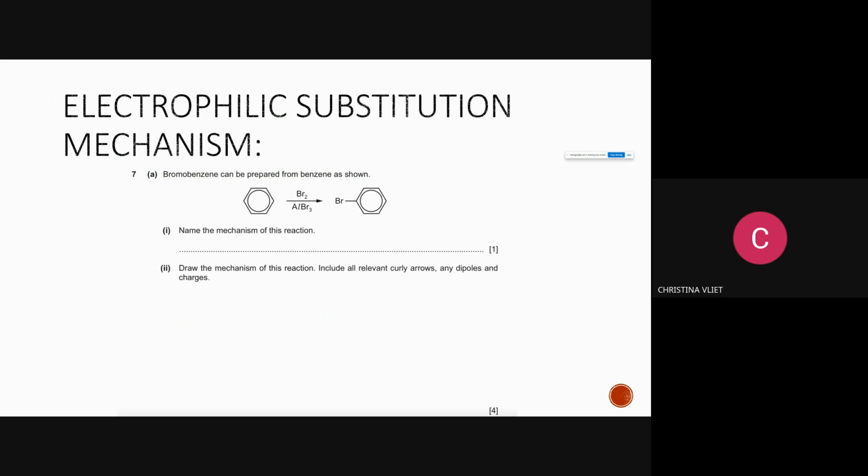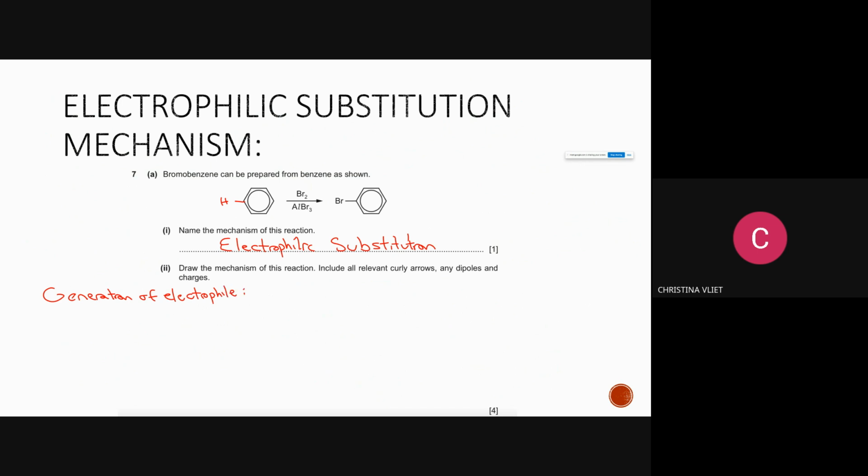First, name the mechanism. So where would you get the mark if you called it electrophilic? And it's a substitution because remember that a hydrogen is getting out and a bromine is getting in. You're losing one of the hydrogens of the benzene ring, and you're replacing it with a bromine. So it's electrophilic substitution. Then it says draw the mechanism. So first we're going to talk about generation of the electrophile.